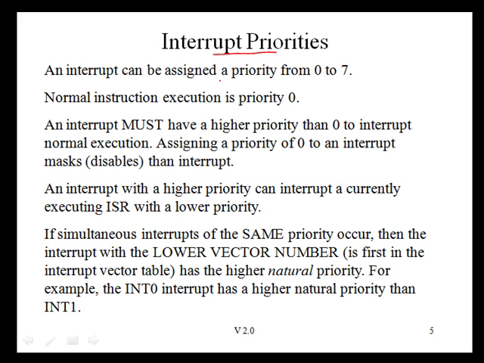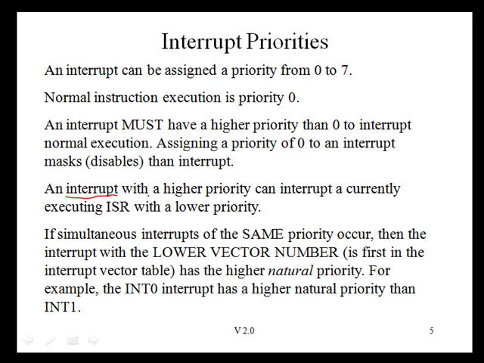Interrupts have priorities. An interrupt can be assigned a priority from 0 to 7. Normal instruction execution has priority 0. An interrupt must have a higher priority than 0 to interrupt normal execution. What that means is, in order for the interrupt service routine to be executed, it has to have a higher priority than 0. If you assign a priority of 0 to an interrupt, then you're disabling that interrupt. This would be equivalent to turning off the ringer on your phone. A call would come in, but if the ringer is disabled, you're never going to get that interrupt.